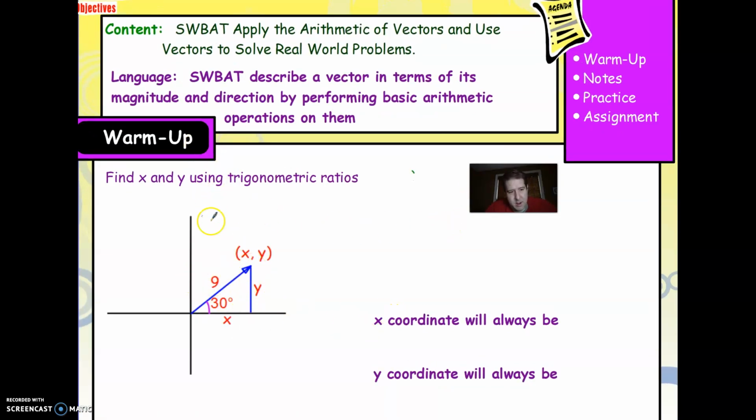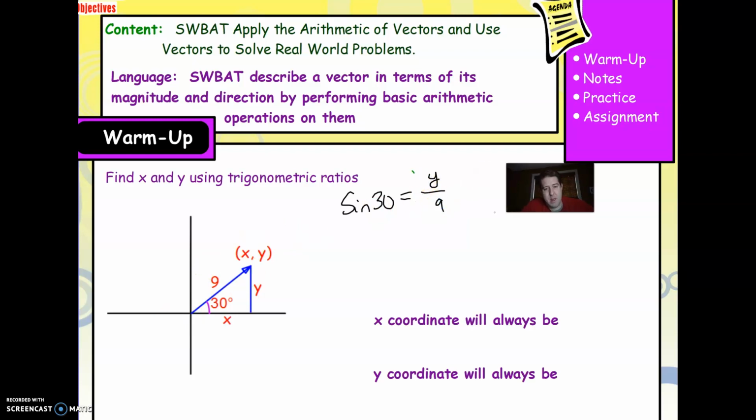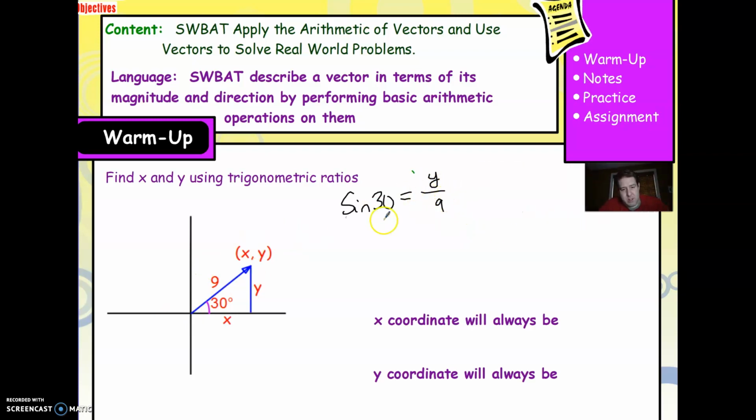We're going to start off with our basics of vectors in this topic. So it says here to find x and y using trigonometric ratios. In this case, that would be sine of 30 is equal to opposite, which is y, over the hypotenuse, which is 9. If I was going to solve this equation, I know sine of 30 is 1/2, and I would multiply both sides by 9, and that's going to tell me that 1/2 times 9 means that y is 4.5. Normally I'll put that into the calculator, but this is one that I have memorized.